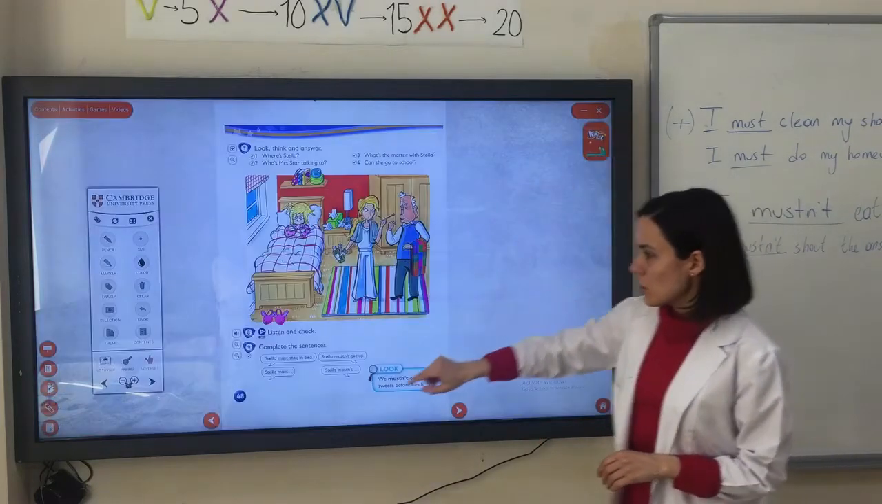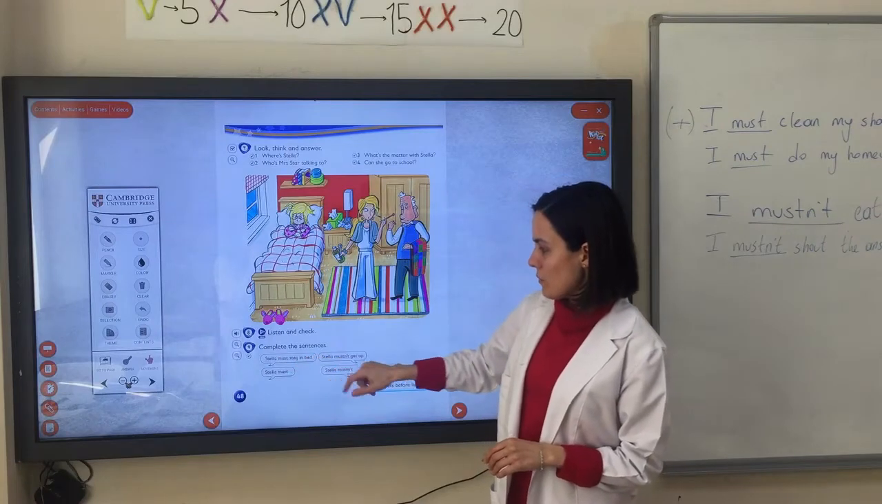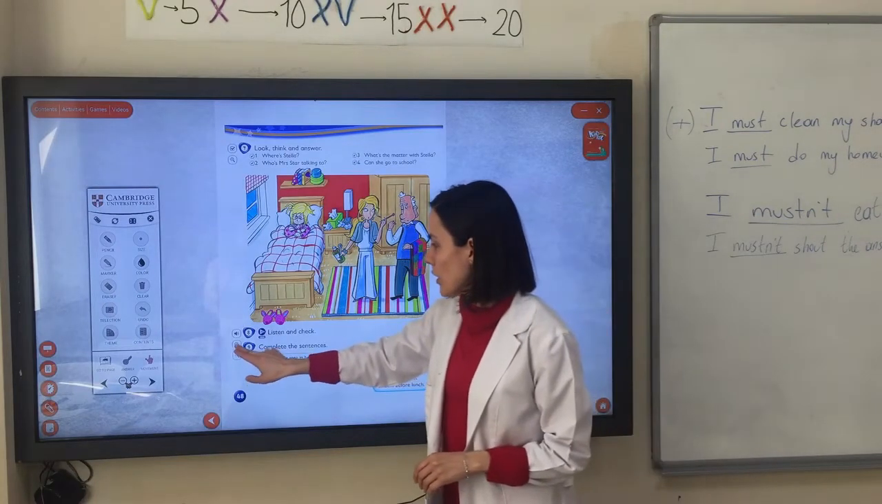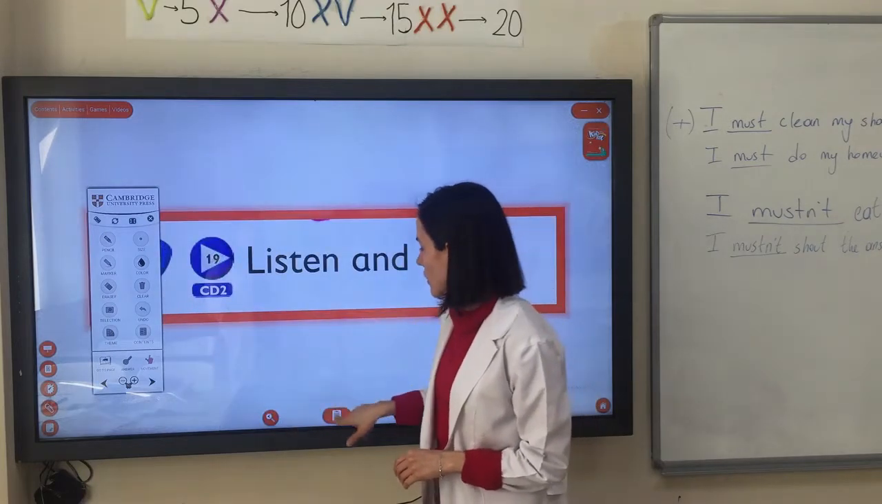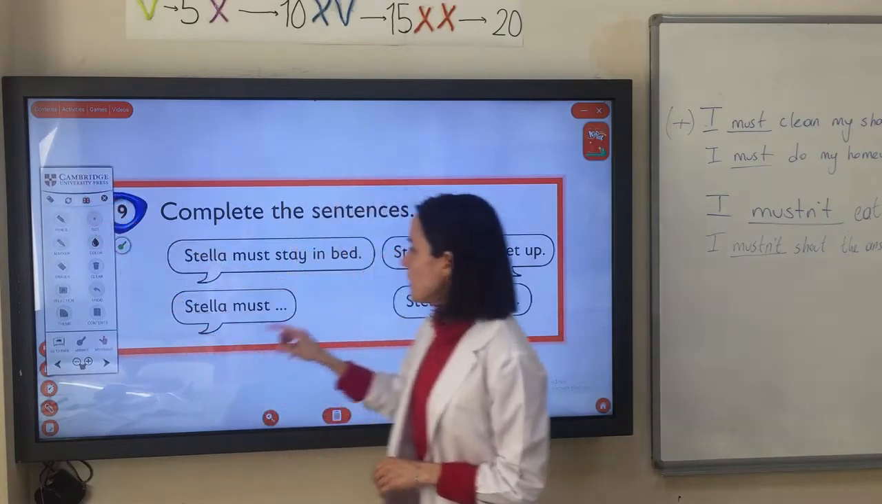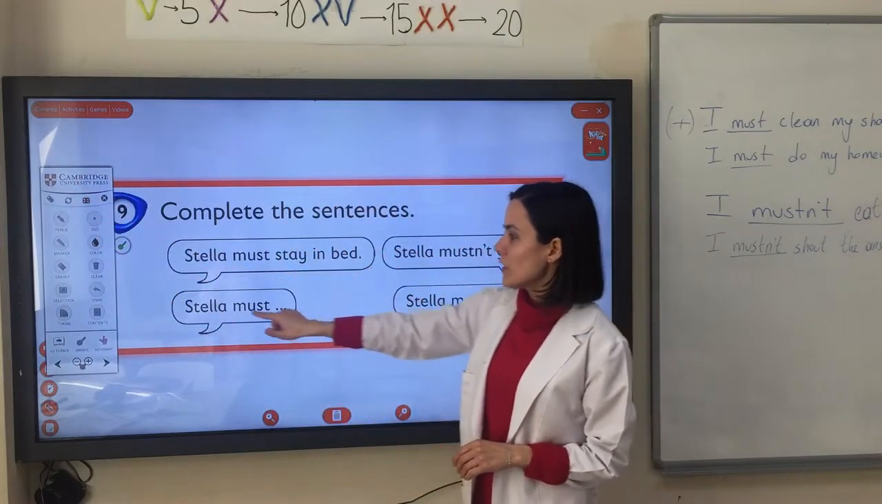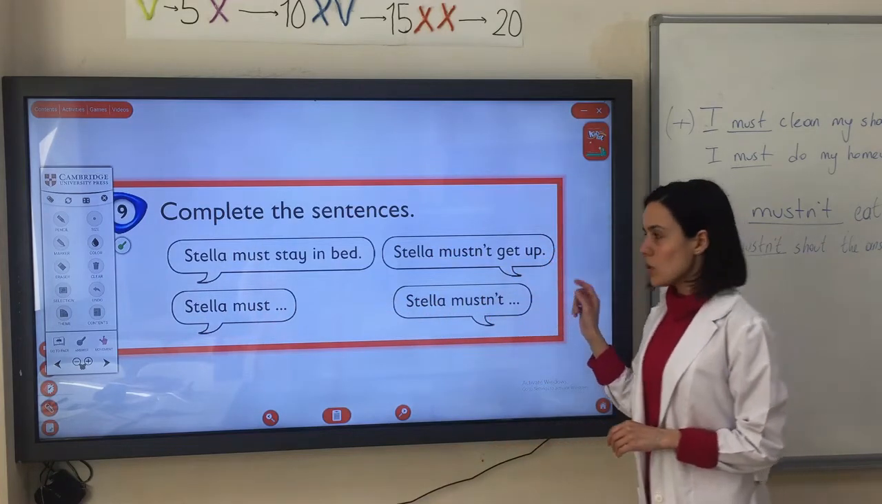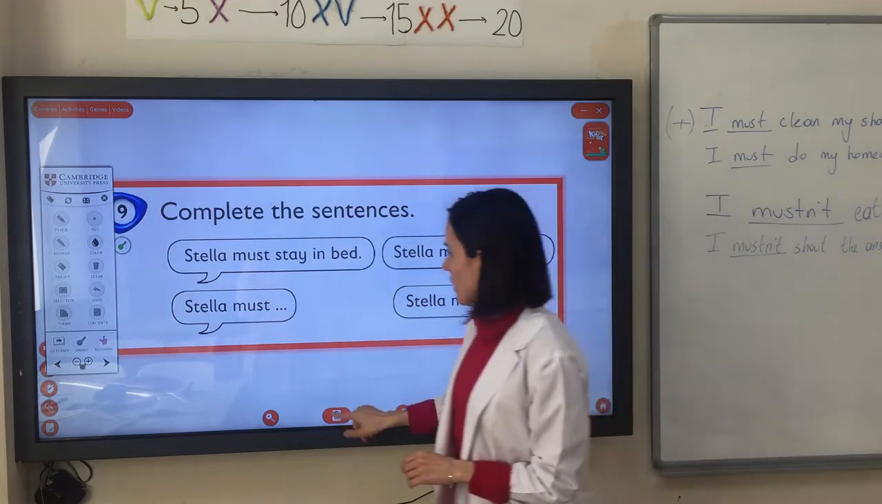Now, look at this part. Stella must stay in bed and Stella mustn't get up. So, we will look at this part in here. And now, you will listen to the text and find what Stella must do and what Stella mustn't do. Fill in the blanks. Listen again.